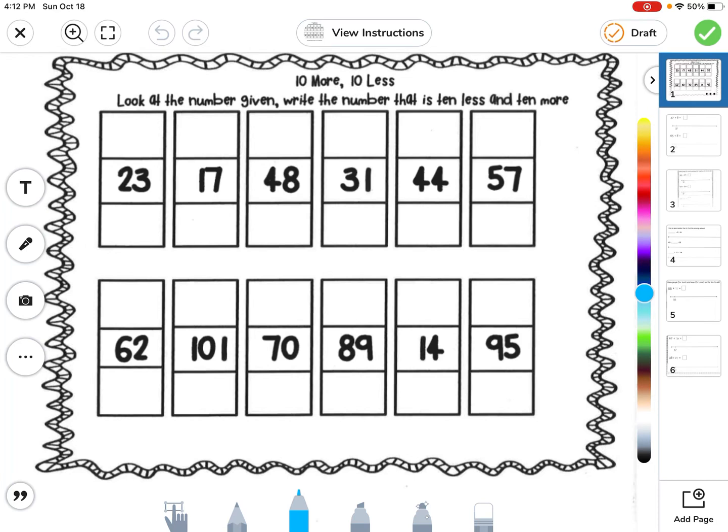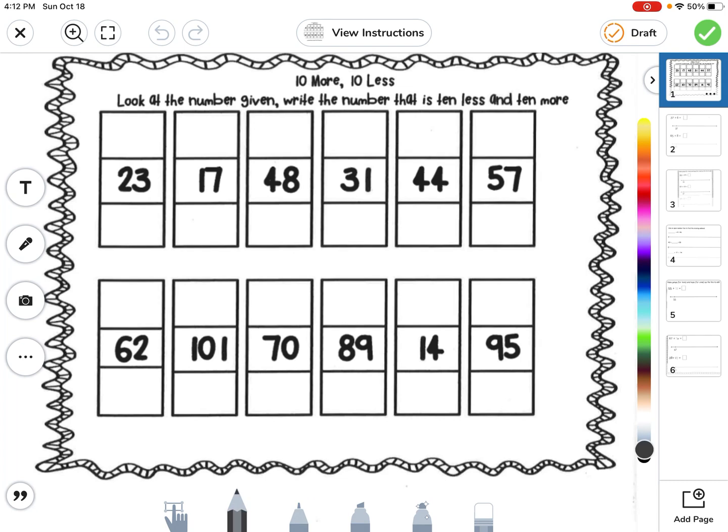Today we're going to be talking about reviewing our 10 more, 10 less concept, and we're going to be learning a new addition strategy using the open number line. So on this first slide, you are given a whole bunch of numbers, and it wants you to look at that number and write what is 10 less and what is 10 more.